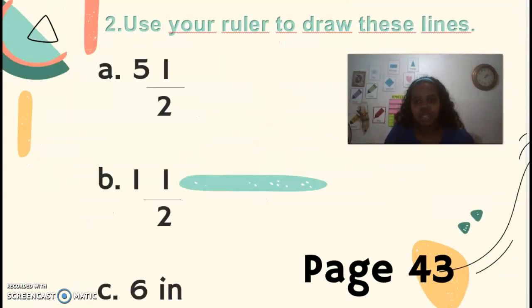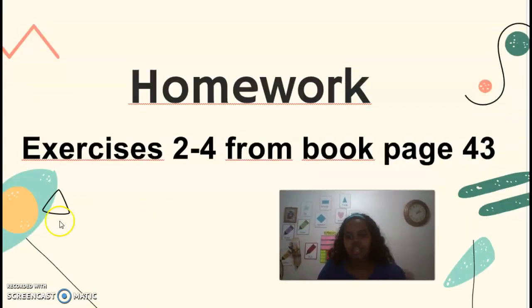Then, exercise number 2. Use your ruler to draw these lines. So you're going to draw one line of 5 1/2 inches, 1 1/2 inches, and 6 inches. And then your homework is going to be very easy. Your homework is to complete exercise number 2 through exercise number 4 from the book, page 43.